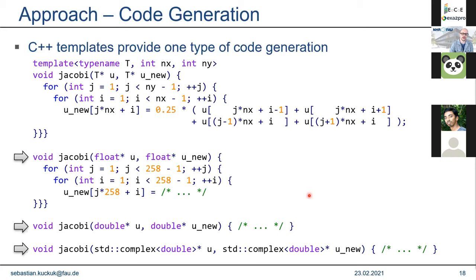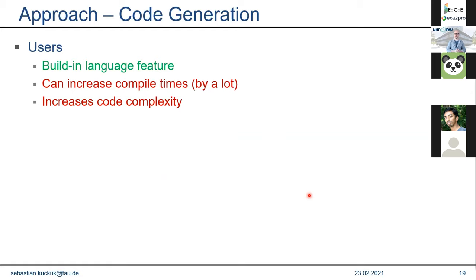Okay, so to evaluate that for users, the good thing is it's still a built-in language feature. So they don't have to leave their familiar programming language of C++. But on the negative side, especially if this is used in excess, it can increase compile times by quite a lot in the worst case. And it can increase code complexity as well. So if you have seen some frameworks or codes where this has really been done in excess, the template specifications alone can be multiple tens of lines of code. And this, of course, makes it very hard to read. And the reason for that is that you need to propagate the information for the templates throughout your hierarchy of function calls or class instantiations or whatever.